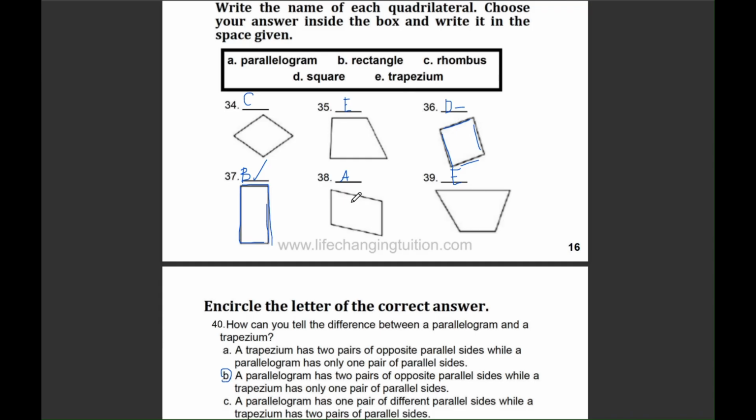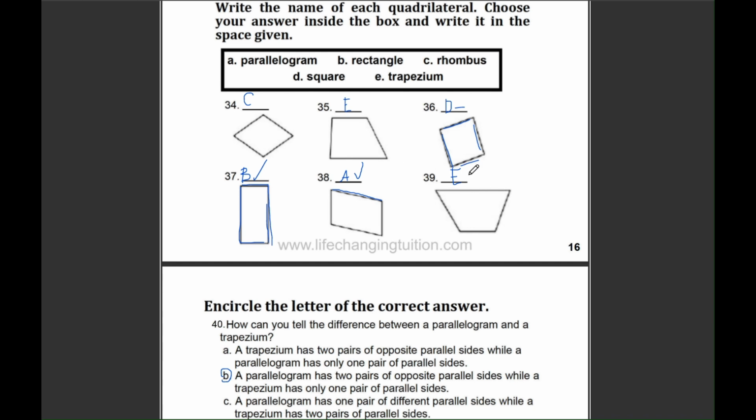Number 38. Name the quadrilateral. The picture shows a leaning rectangle. Our options are parallelogram, rectangle, rhombus, square, or trapezium. It is not a rectangle or a square because those need right angles. The answer is A, parallelogram. The reason is both pairs of opposite sides are parallel.